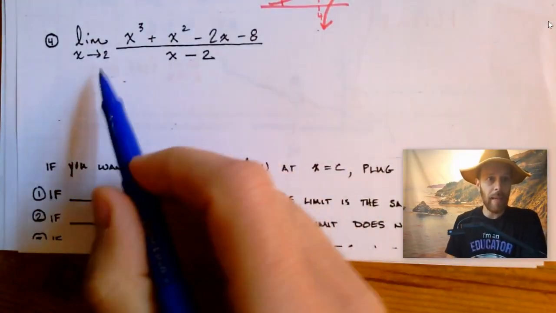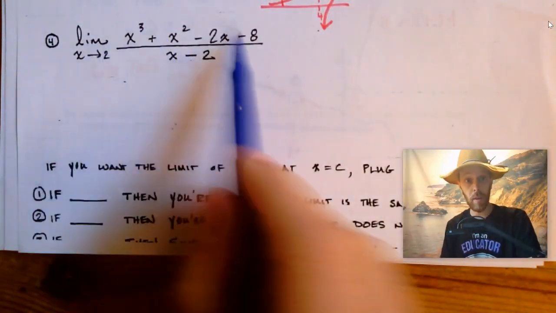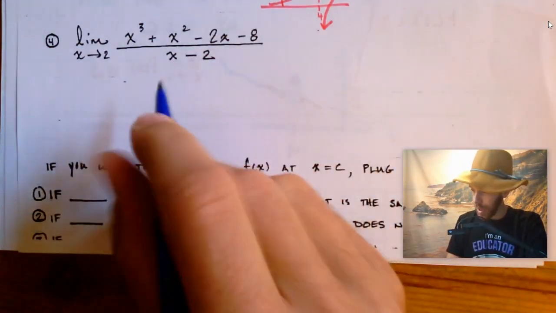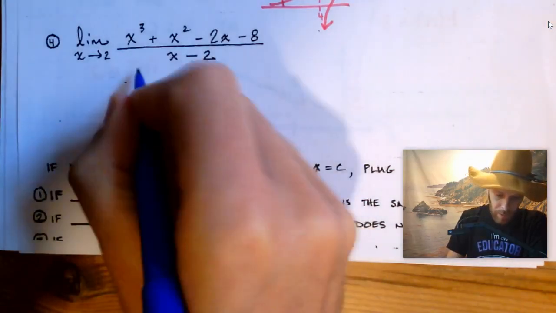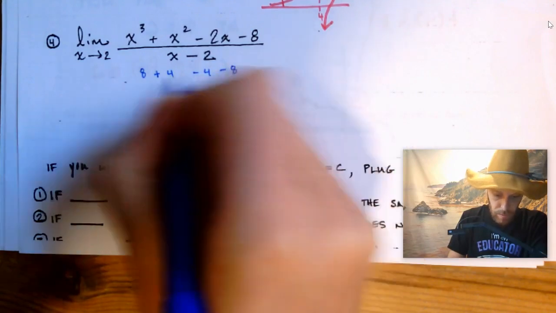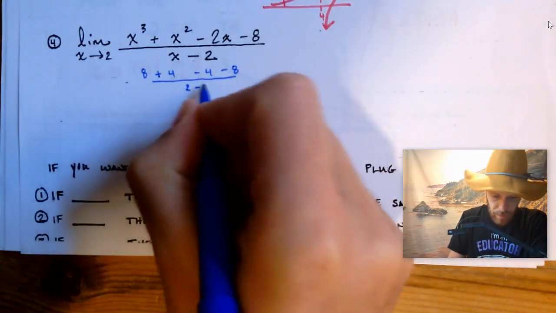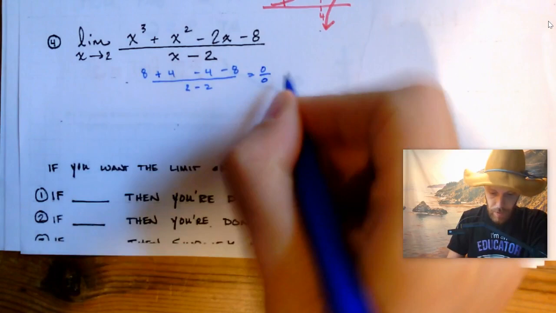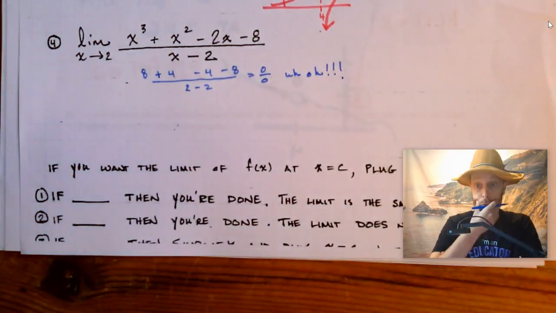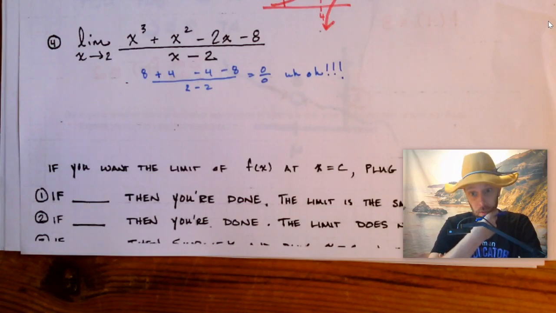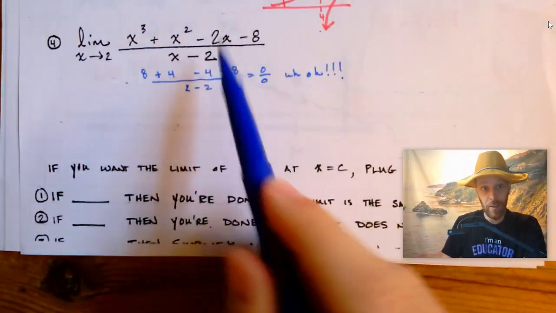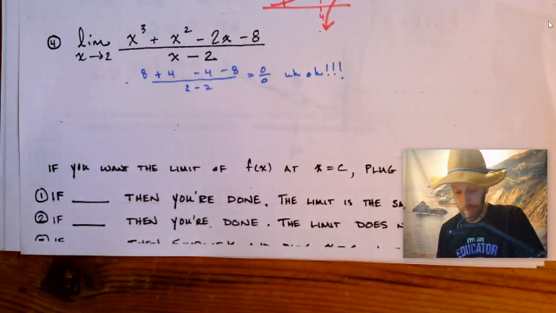On this last one, I'm taking the limit of a cubic function divided by a linear function. And if I plug in the 2, that would give me 8 plus 4 minus 8 divided by 2 minus 2. That's a 0 over 0. Uh-oh. So think about that. What does that 0 over 0 tell us? It tells us that x minus 2 must be a factor of both the numerator and the denominator.